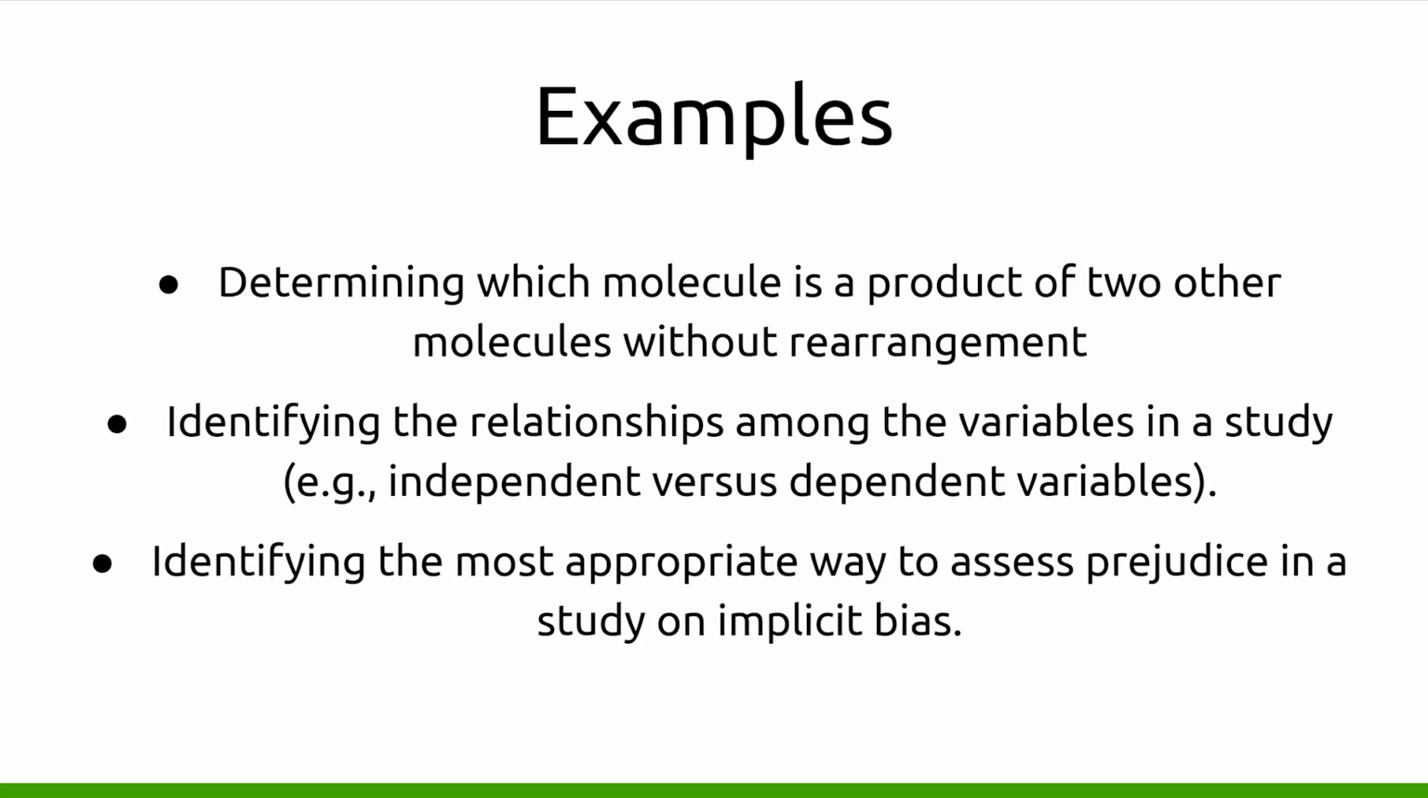Identifying ways to assess prejudice in a study on implicit bias. So recognizing there can be many ways to perform an assessment of something, figuring out which is best. Why is something best or most appropriate in a given circumstance? Whether there are things you're going to have to control, things you're going to have to be thinking about to prevent there being any problems with your conclusion.